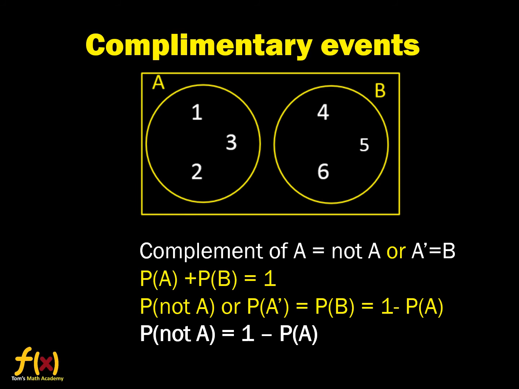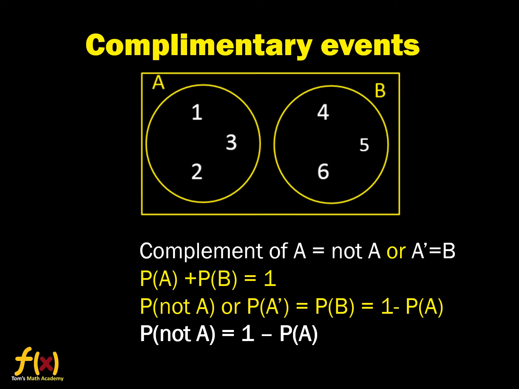Calculate probability of not winning a match. How to calculate? You subtract from 1: 1 minus probability of winning the match. Okay? So always remember that information, a very useful formula. Probability of not A is 1 minus probability of A.